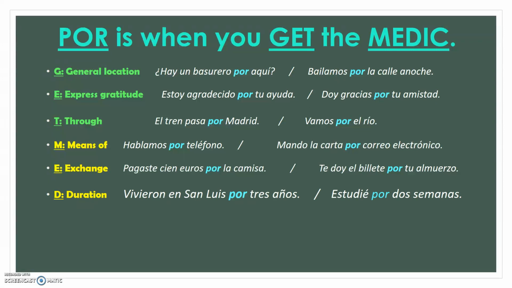D is for duration, like duration of time. Vivieron en San Luis por 3 años. Estudié por 2 semanas. They lived in St. Louis for 3 years. Duration of time.